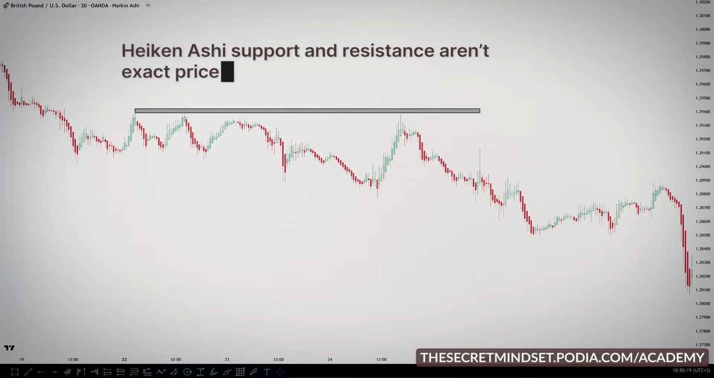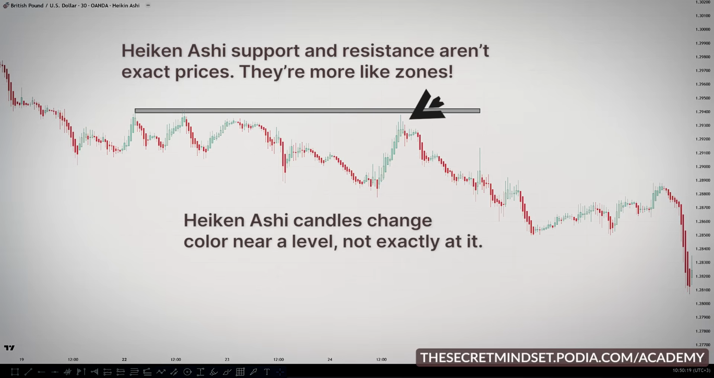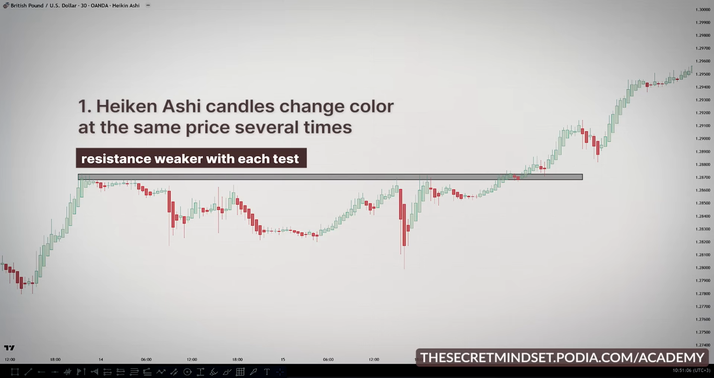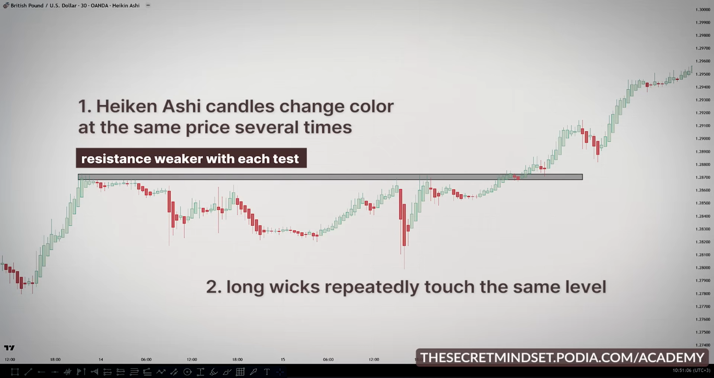Now, support and resistance aren't exact prices. They're more like zones. You might see Heikin Ashi candles change color near a level, not exactly at it. The wicks might not touch the exact level, while the bodies stay a bit away. This is normal. Also, strong support or resistance often gets tested more than once. You might see Heikin Ashi candles change color at the same price several times. You might also see long wicks repeatedly touch the same level. This repeated pattern can make a level weaker with each test of the level.